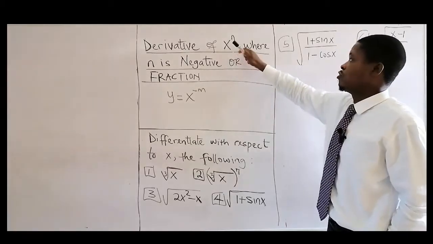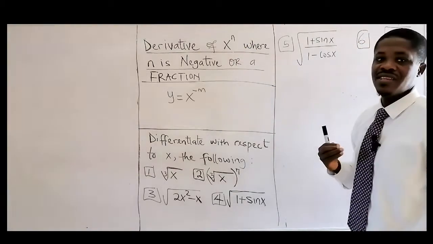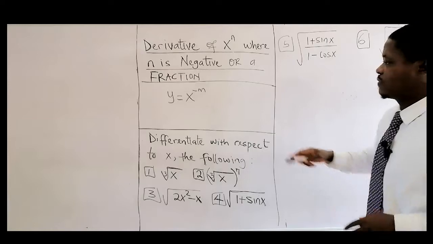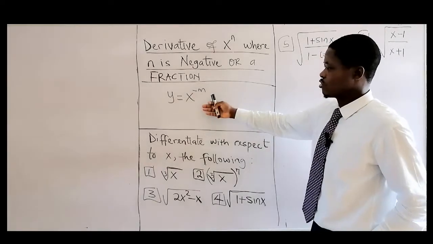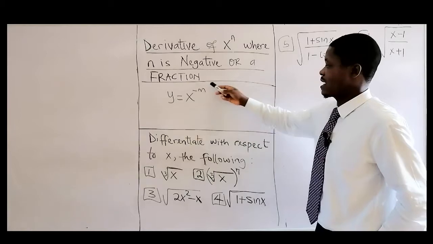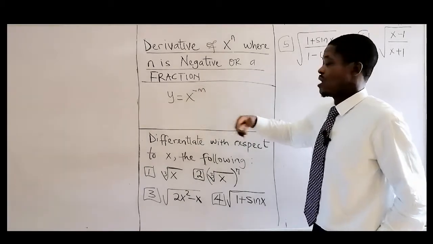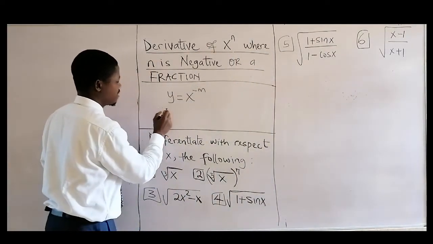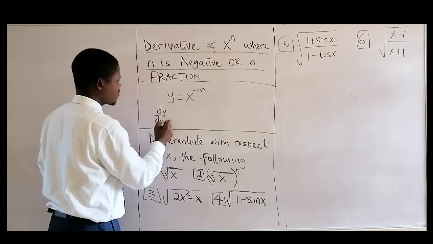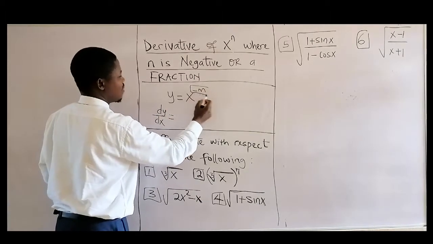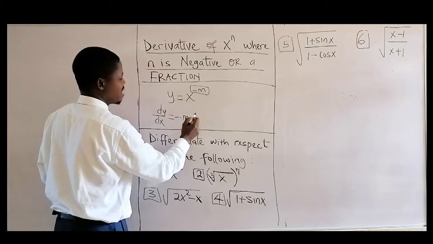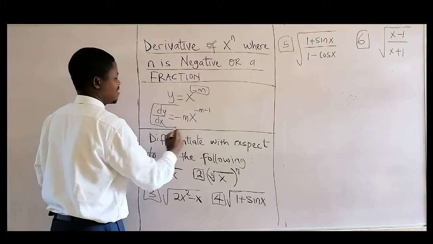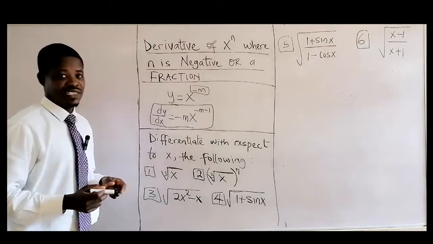Derivatives of x to power n, where the n is negative or a fraction. Okay, so let's say, for example, now you have this one, y equal to x to power minus m, and here the exponent or the power is negative. So how do you do this case? The differential coefficient for this case, dy/dx, will be equal to the negative power will go to the front. Then the function itself, power minus 1. So that's how to do that. It's the same thing with the positive exponent.